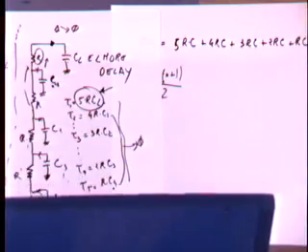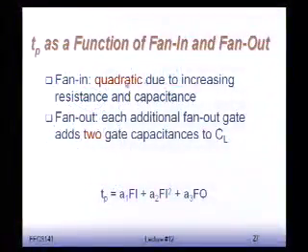So, okay, and as I said, we see that this result is quadratic due to the increase in resistance and capacitance. And therefore, we also know that the tp, of course, is linear in the fan-out, which means if you increase the load capacitance, then the delay increases linearly. That's fine.